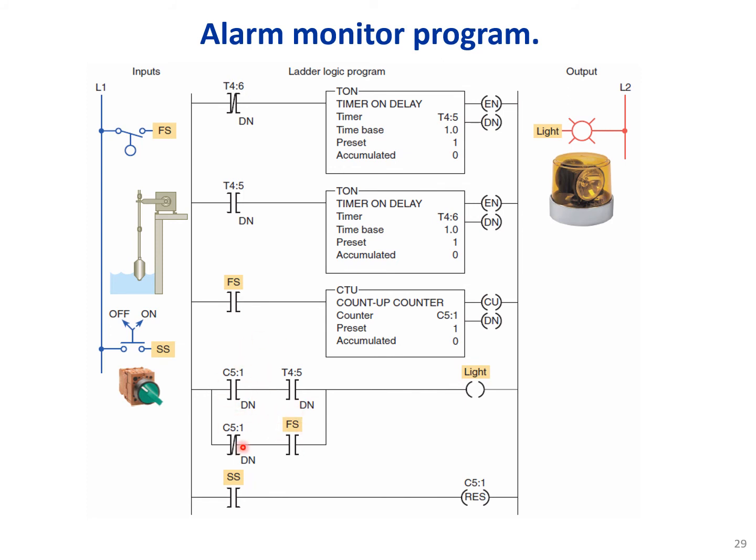So here we have the downbeat of the counter, and the counter preset value is 1. So if this lever sensor triggers once, then the downbeat of the counter also becomes true and the lights start flashing. And finally, if we want to reset this alarm monitor program or we want to stop the light, we could just turn the switch from off to on and reset the counter.